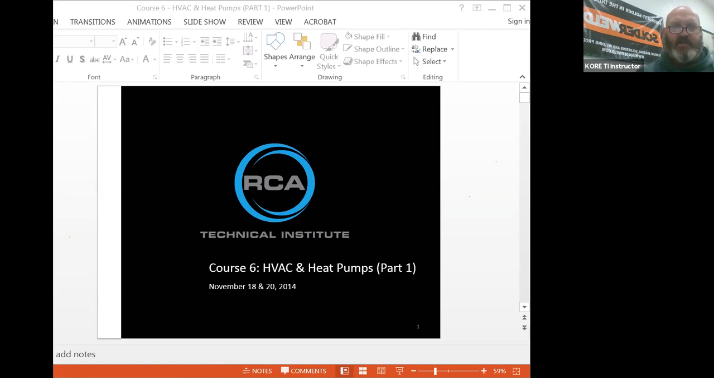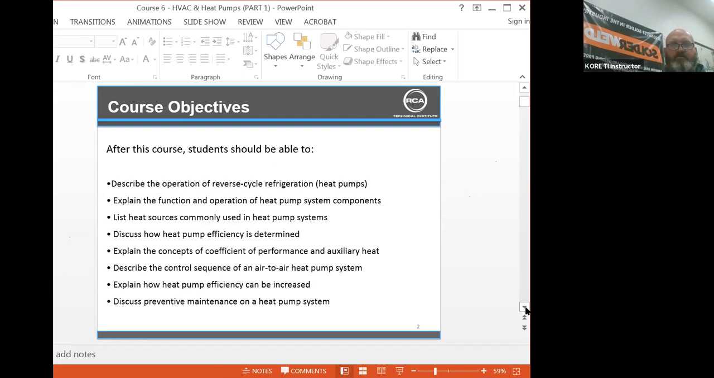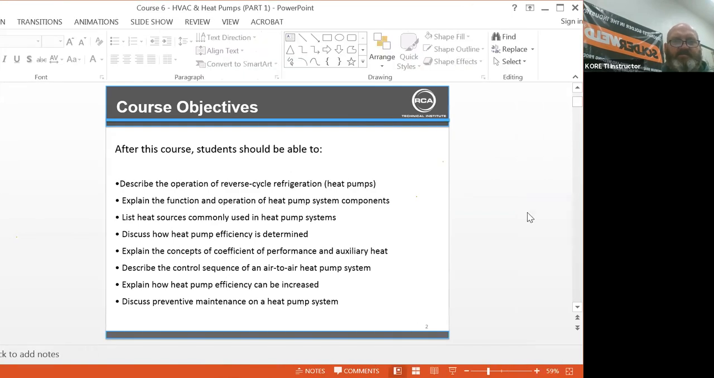Today is course 6 of HVAC and heat pumps. After this course, students should be able to describe the operation of the reverse cycle refrigeration or heat pumps, explain the function and operation of the heat pump system and components, list heat sources commonly used in heat pump systems, and discuss how heat pump efficiency is determined.